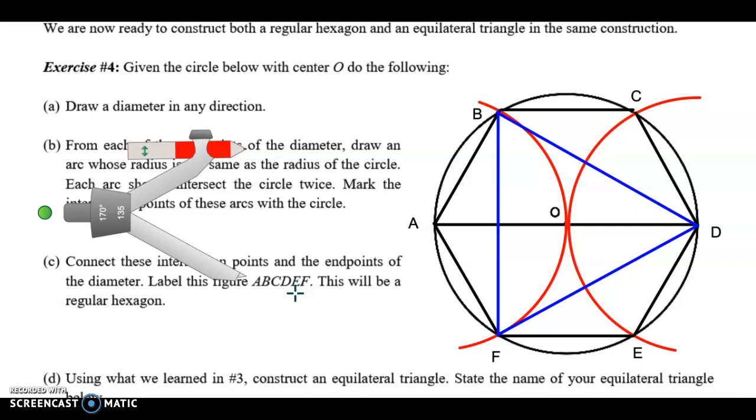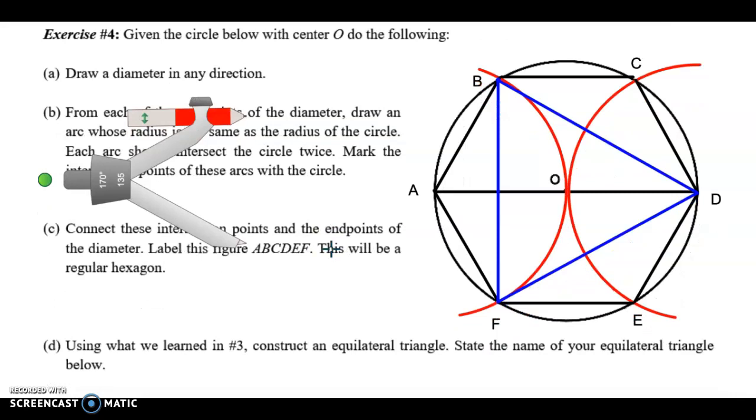But both of those constructions are done the exact same way. You draw the diameter of the circle and then you go to the end point of the diameter and you go exactly to the middle and you draw an arc. And then you go to the other end point of the diameter and draw an arc. Those arcs meet in the middle, creating 4 more points of intersection on the circle.